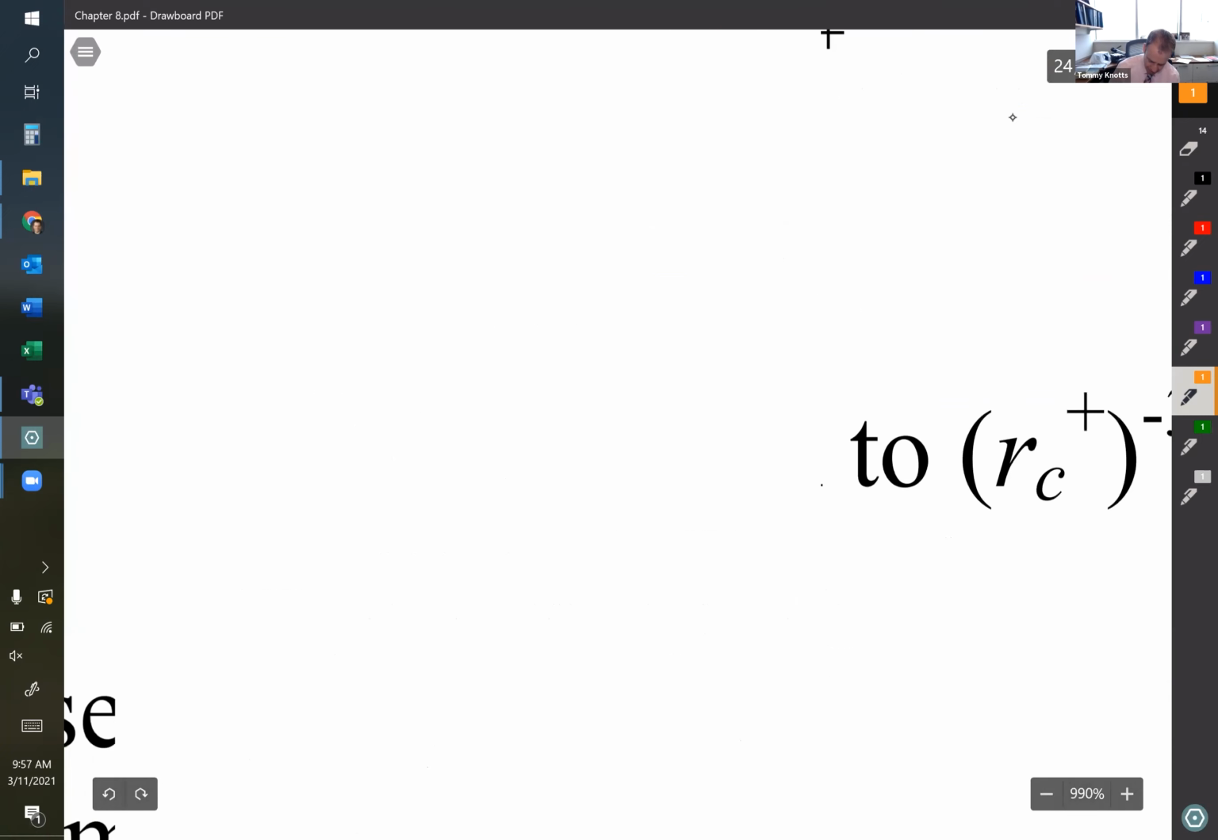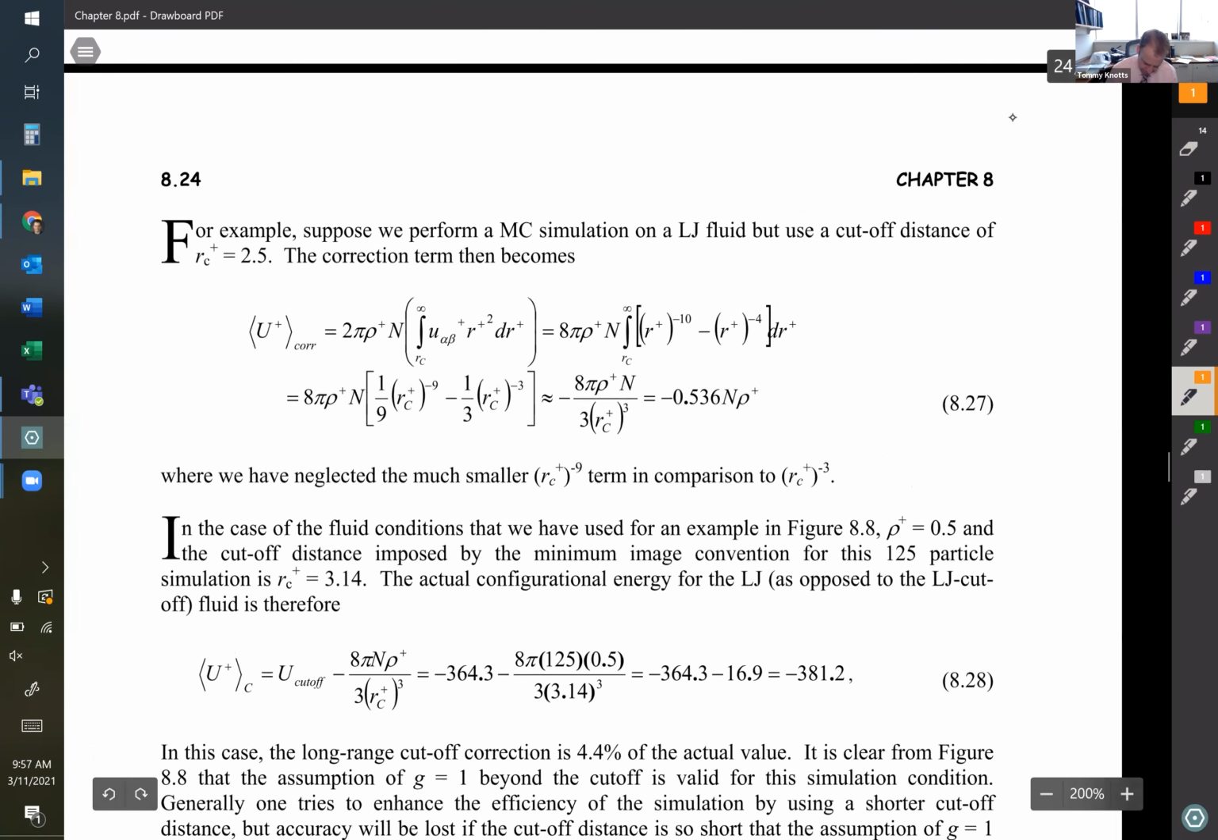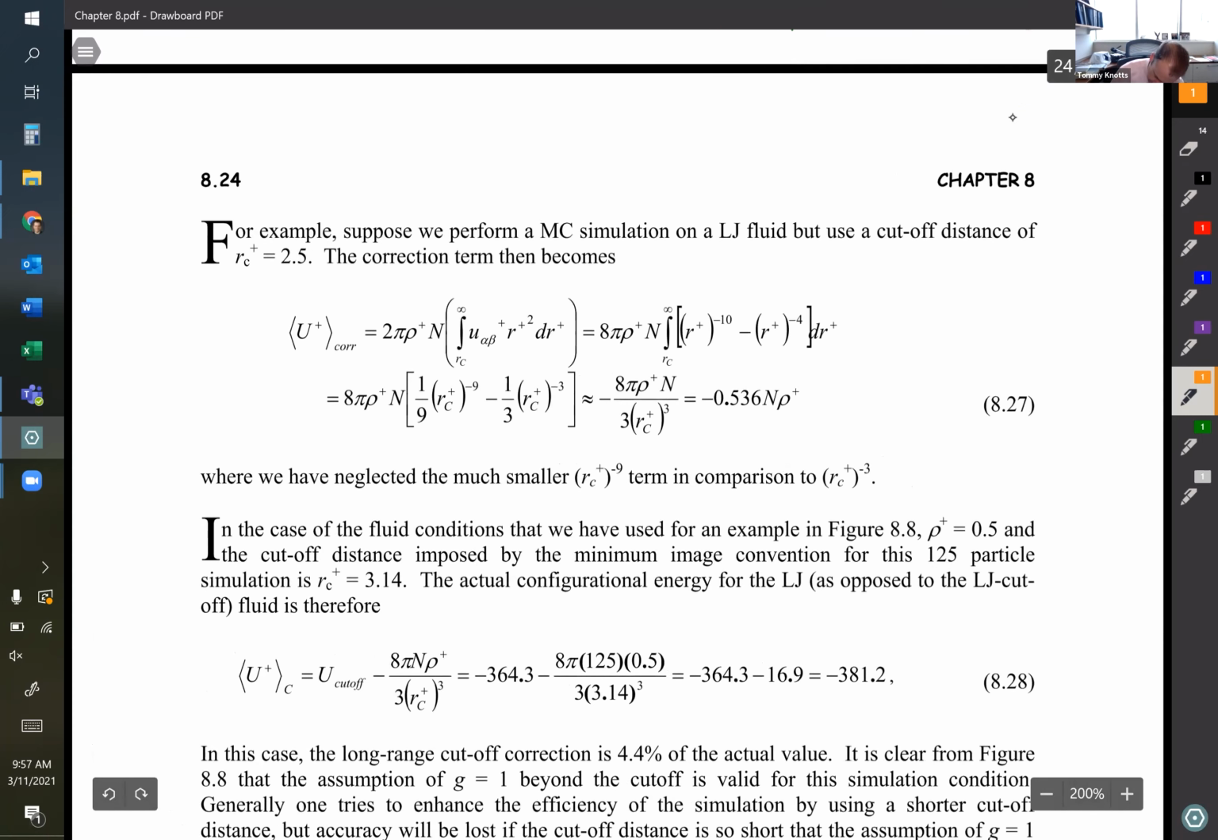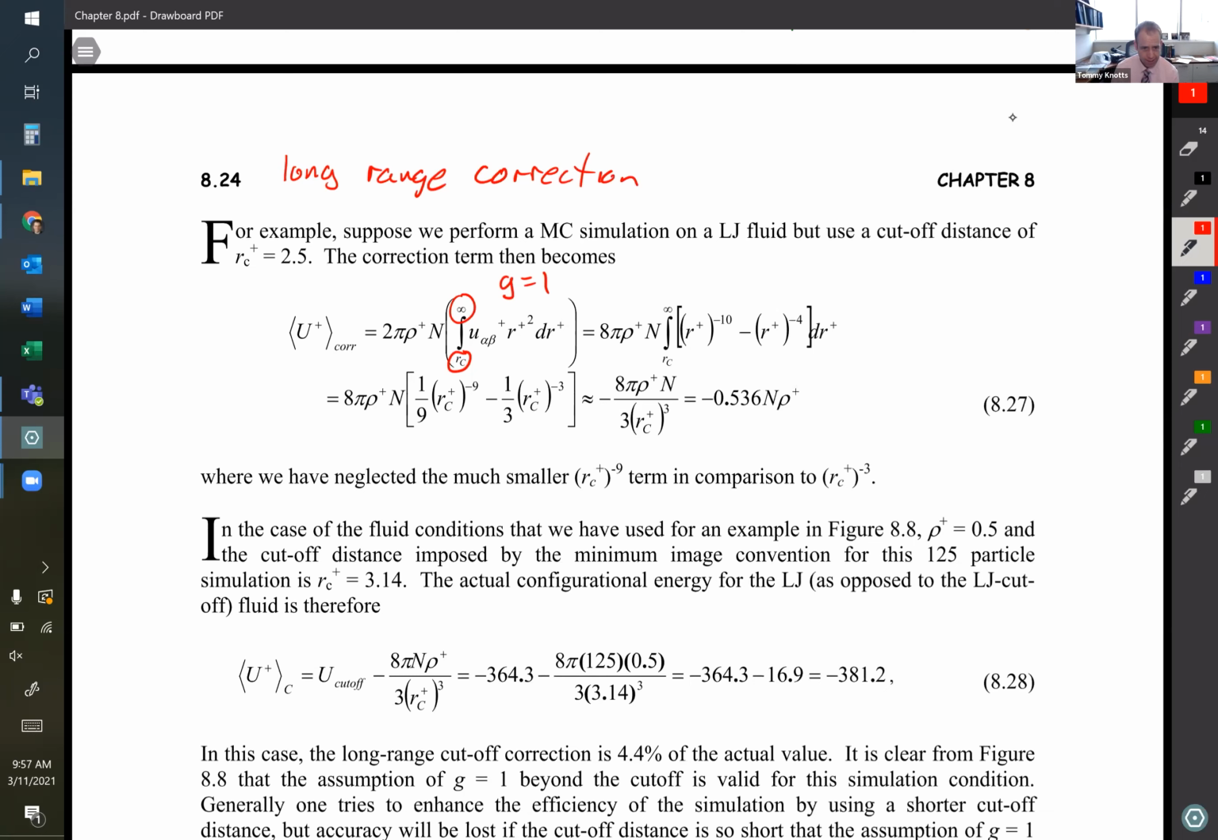And so we call this second part, this integral from r_c to infinity, where we assume g is equal to 1, our long-range correction. And it's a constant. It's a constant because I know that g(r) goes to 1. And so you can see the math there, but this is what it comes out to be.